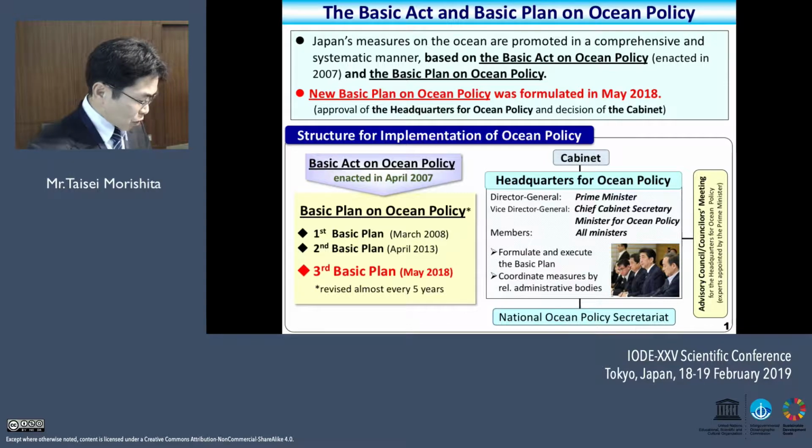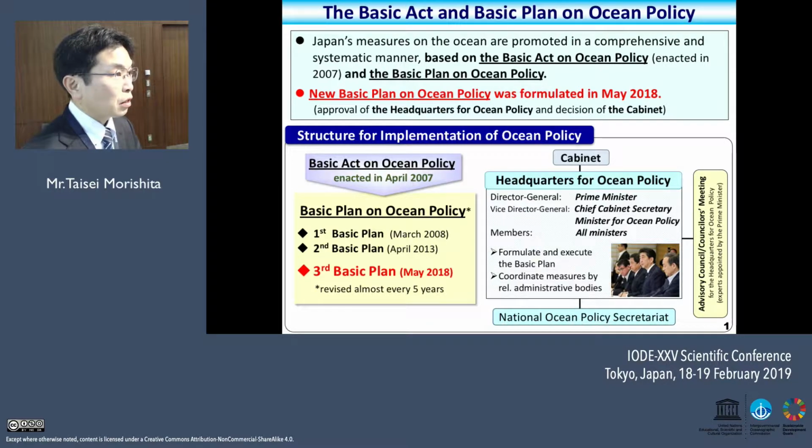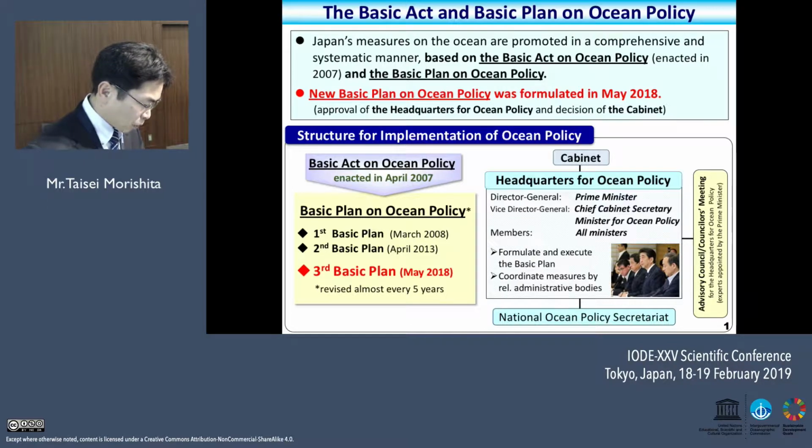Japan's ocean-related measures are implemented in a comprehensive and systematic manner based on the Basic Act on Ocean Policy enacted in 2007. This Basic Act also obliged us to compile a long-term plan every 5 years, which is called the Basic Plan. The most recent plan, which is the third plan, was approved by the Cabinet last May. Every ministry and agency is executing its measures in accordance with this plan, which ensures well-coordinated policy across the board.